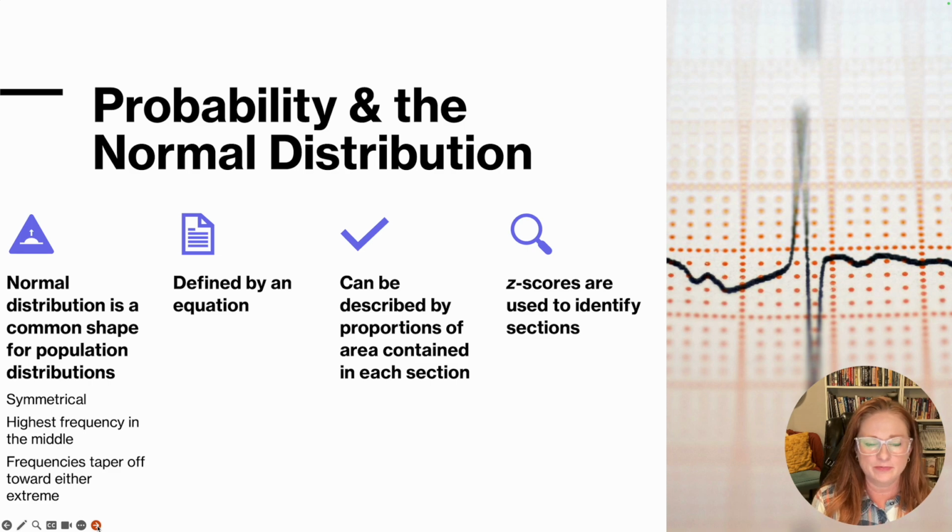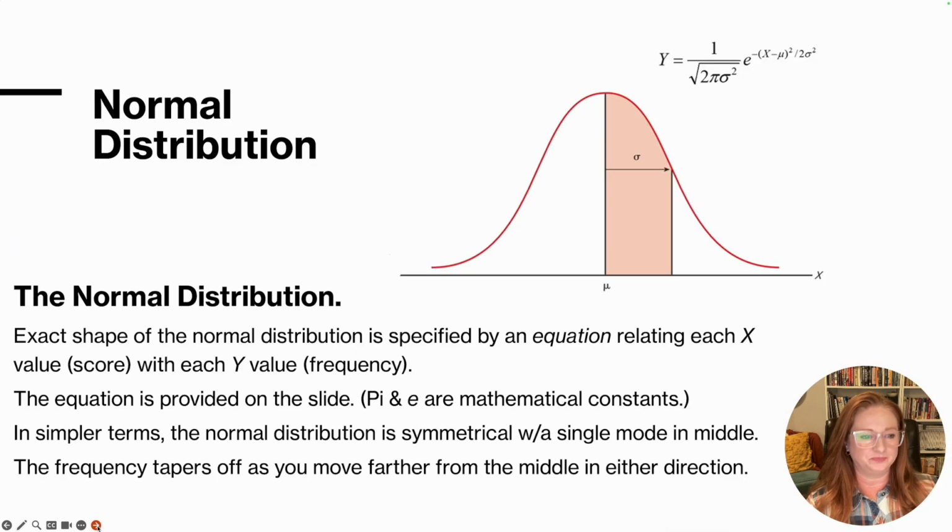It's absolutely defined by the equation. The equation changes a little bit depending on whether it's a population or a sample, right? It can be described by the proportions of the area contained in each section. And how do we determine that? Well, we determine it by the z-scores, using the normal table. Okay, so here it is.